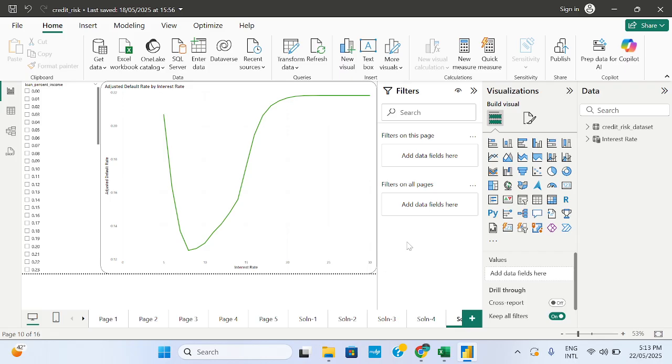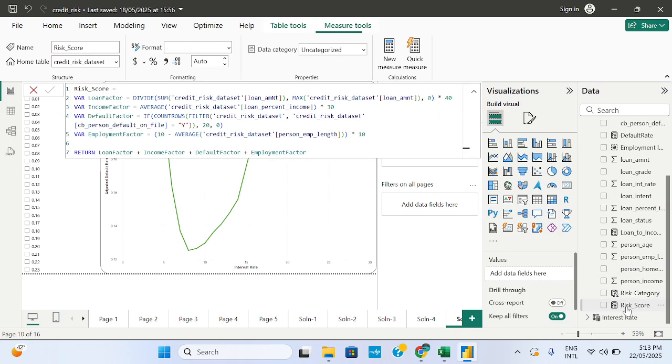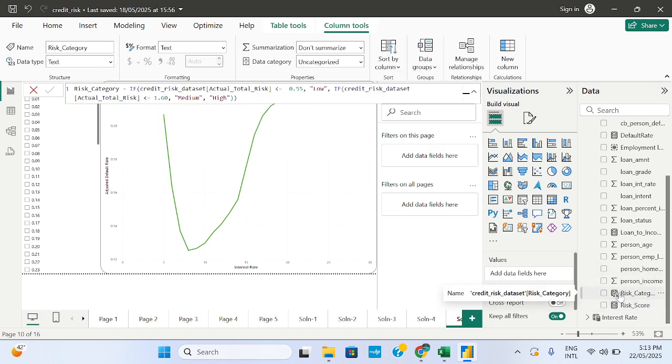Also, we can see here the adjusted default rate. Let me show my data sets over here. I have calculated the risk score based on this. Here I have taken the loan to income factor into 30. These are my risk scores, taking all these factors of loans, incomes, defaults, and employee factor. Taking risk category, when it's less than or equal to 0.55, we can say it's low. When it's less than or equal to 0.16, we can say it's medium, otherwise it's high.